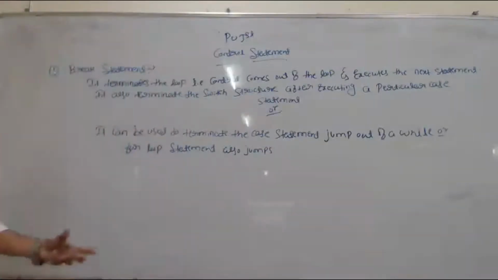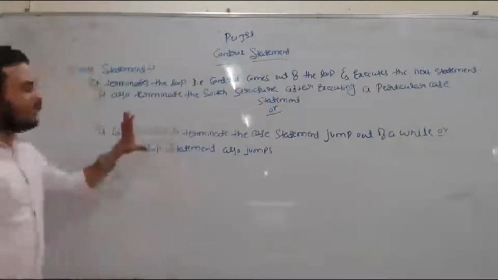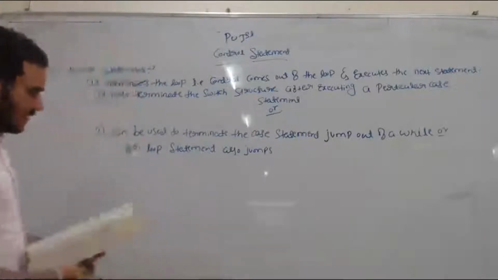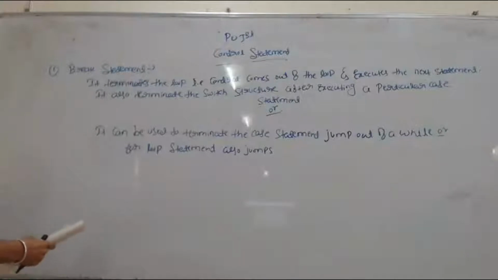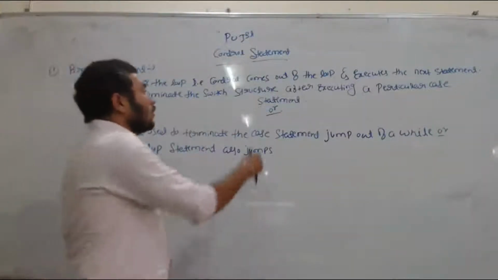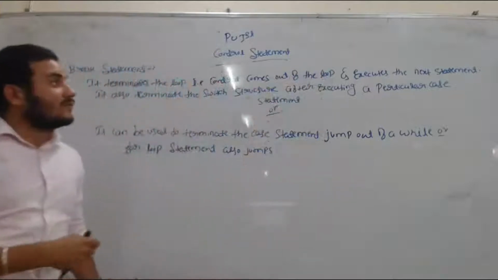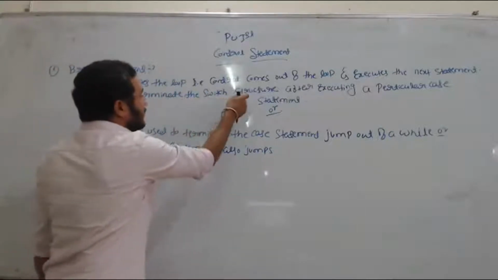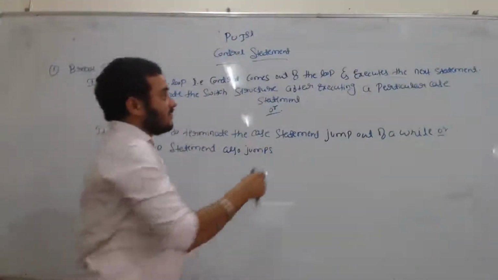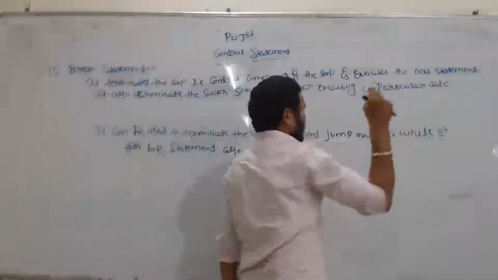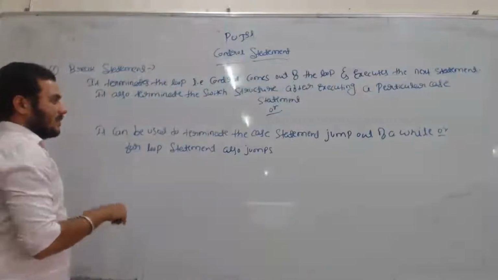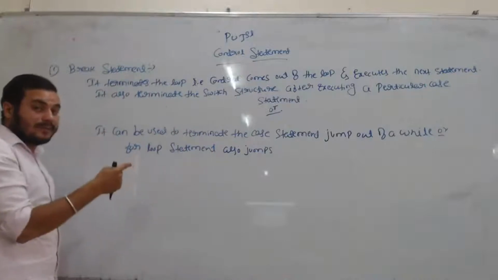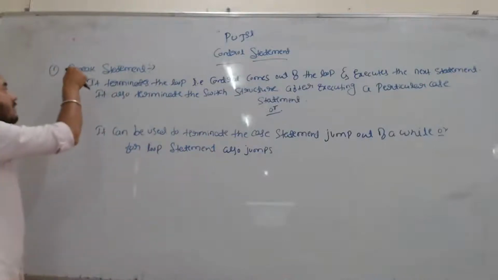Right? So one or two more statements we take. It's enough for you, right? So the break statement terminates the loop, that is, control comes out of the loop and executes the next statement. It also terminates the switch structure after executing a particular case, right? We'll discuss an example. The break statement can be used to terminate the case. If you want to terminate the case, we have to use the break statement, right?